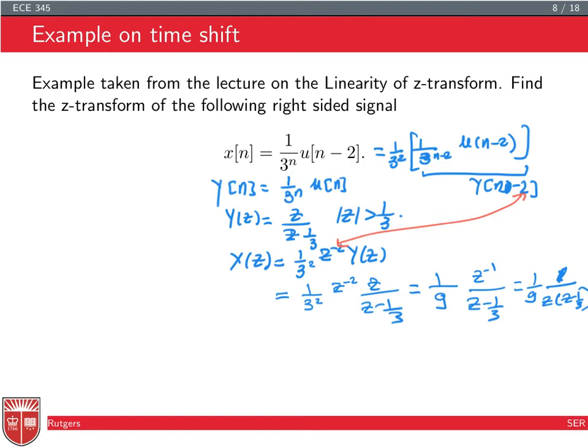But we know that the signal is right-sided. If we find the ROC, it's a rational function, so the poles are 0 and 1/3, and since it is a right-sided signal, the ROC is going to be outside the circle going through the pole with the largest magnitude. So although we created a new pole at z equal to 0, it doesn't affect the ROC. Here the ROC stays the same.